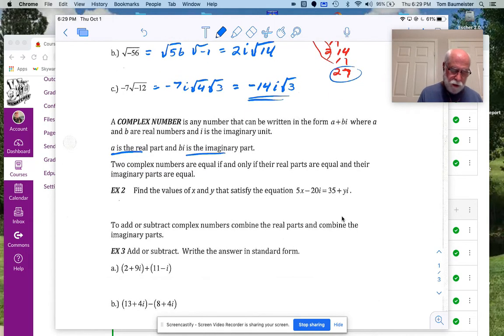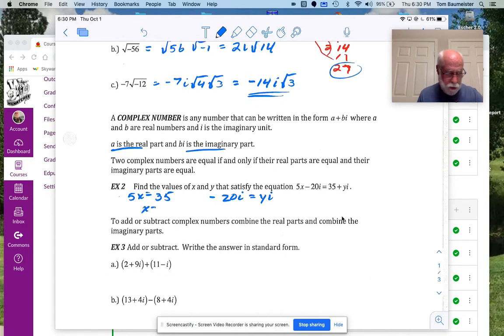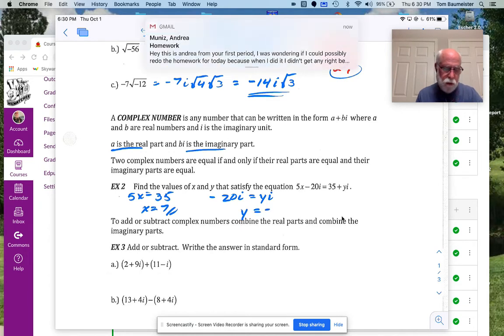So example 2: find the values of x and y that satisfy the equation 5x minus 20i is equal to 35 plus yi. Again, we were just told that the real parts equal the real parts, and the i parts equal the i parts. So -20i is equal to yi. If we solve those, we get that x is equal to 7, and y is equal to -20.